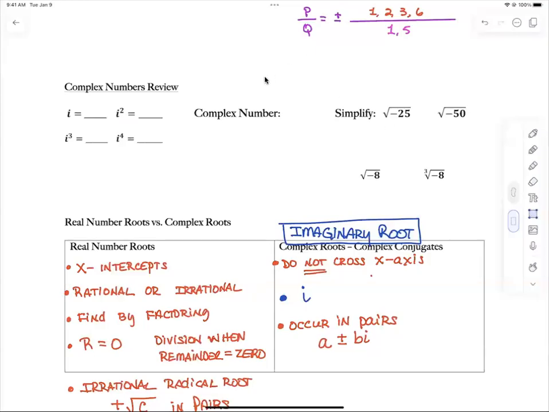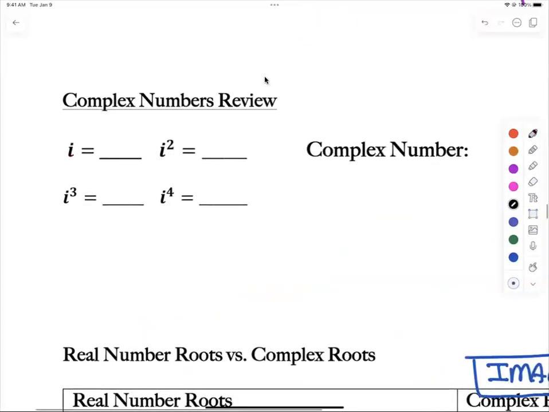This video is going to focus on the number of roots you can have, how many are real and how many are imaginary. So to get started, let's go back and just review basic complex numbers. i is the square root of -1, which means i squared is -1. i to the fourth is +1.